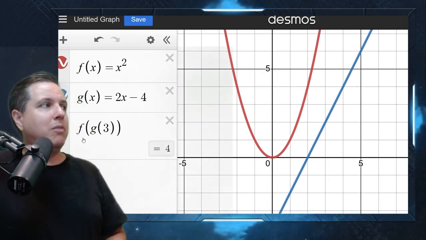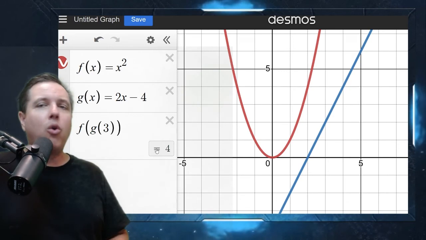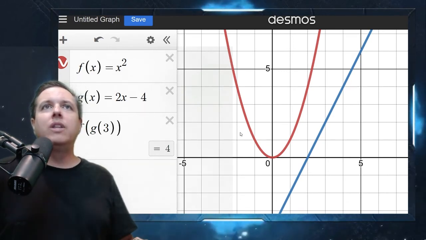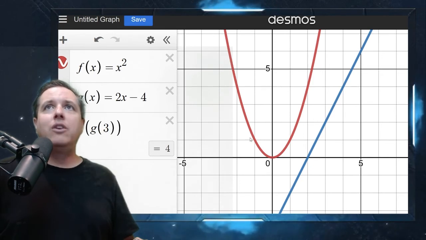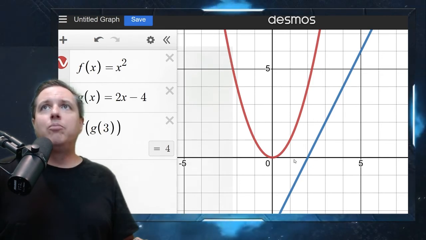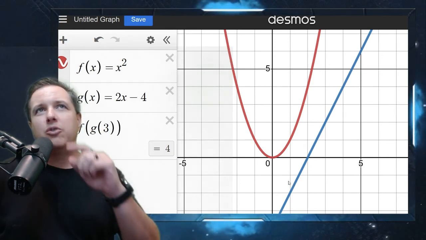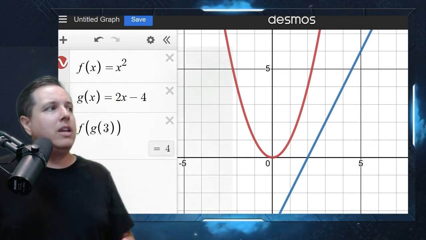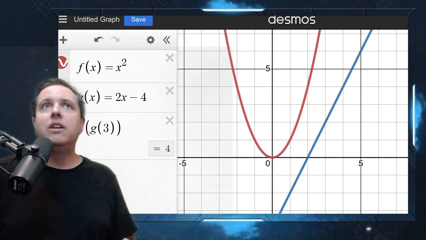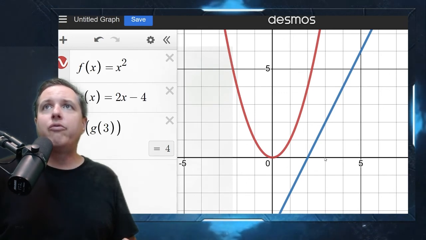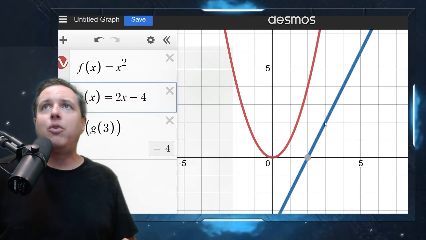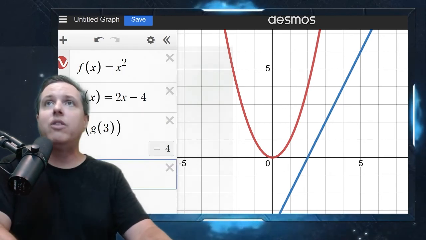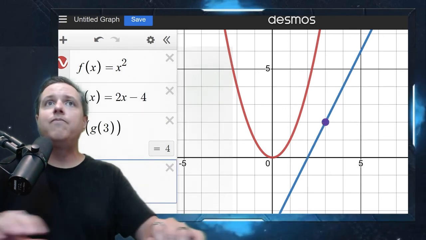So notice how it's telling me that f of g of 3 is equal to 4, but why is that? Can we figure out why it's equal to 4? Well, let's go in here. The red graph is f, and the blue graph is g. This says take 3 and feed it into g. That's the blue one. So 1, 2, 3. If I put it into g, that's this point right here. So I'll just mark it here so we can see it. That's the point (3, 2).